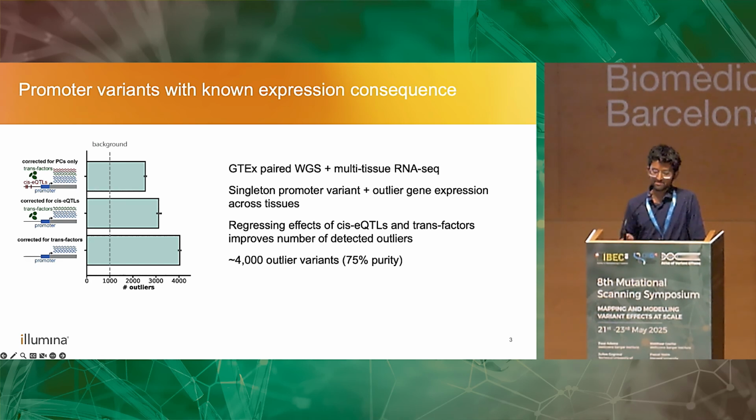We also remove the effects from trans factors. What I mean by that is, the expression value that you observe could be a function of expression of genes on other chromosomes. So we build a simple model to correct away these factors as well. Once you do that, you get around 4,000 outlier variants, which is 75% pure. Just to give a sense, even models like ChatGPT are trained on somewhat this kind of purity. So we don't need anything more than this to train deep learning models.